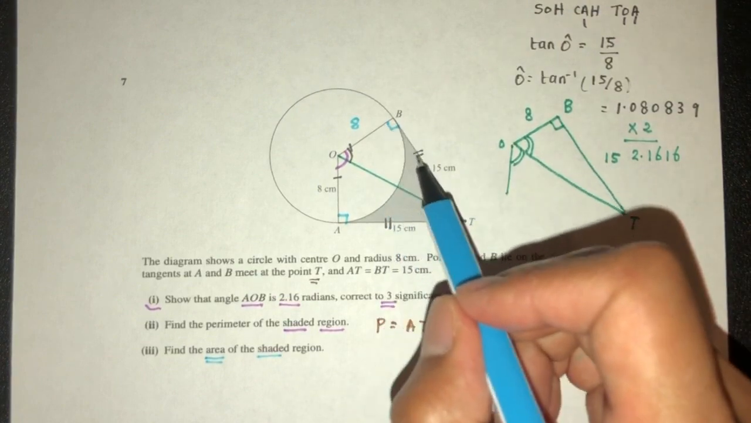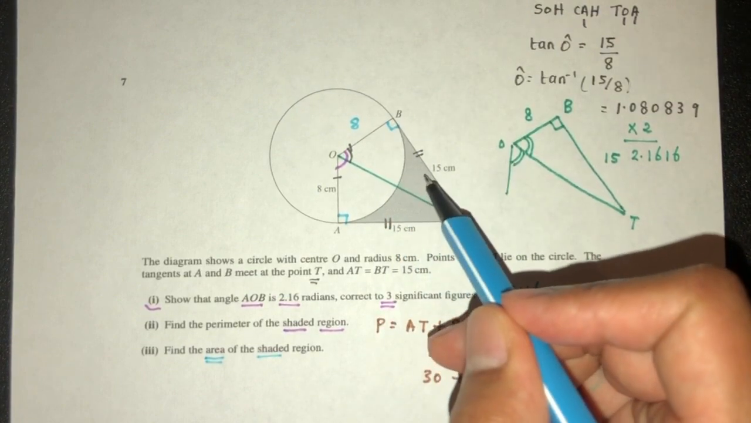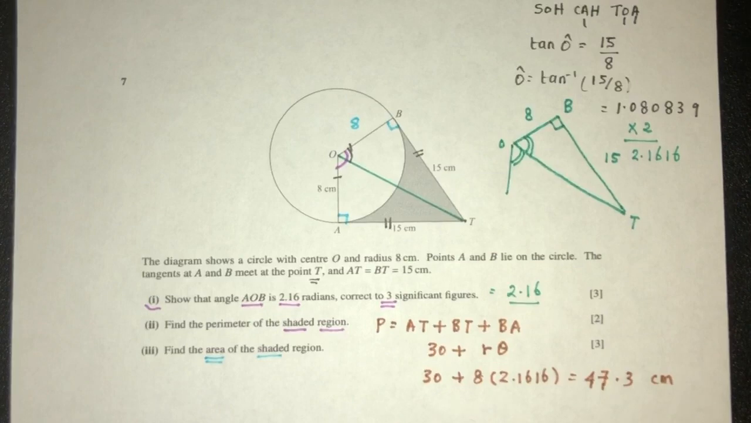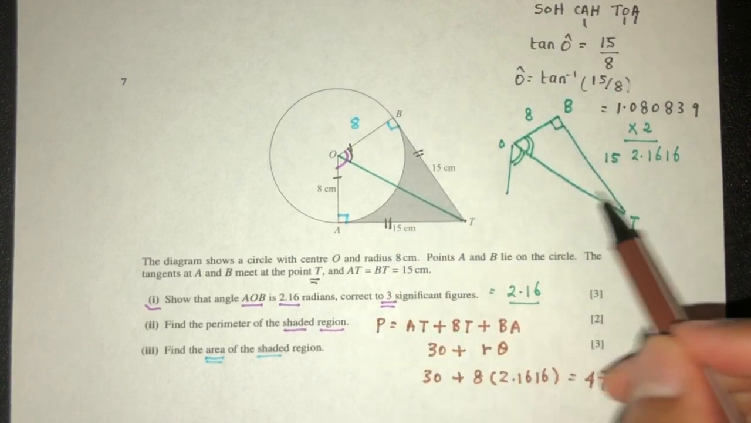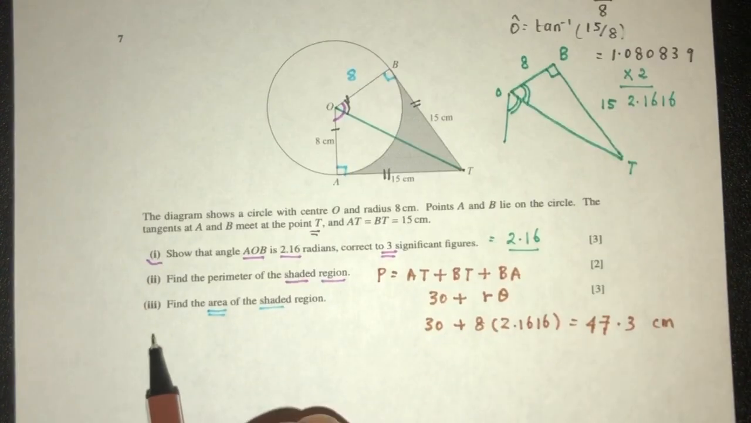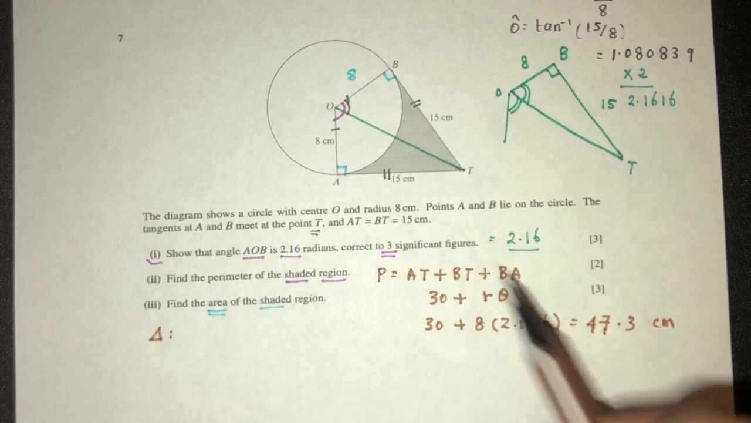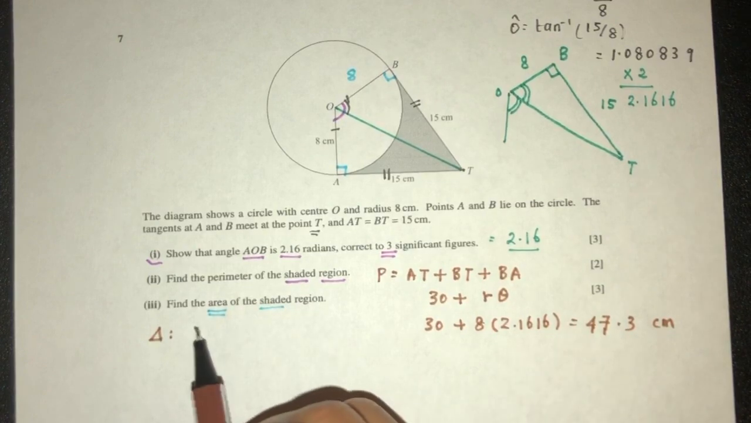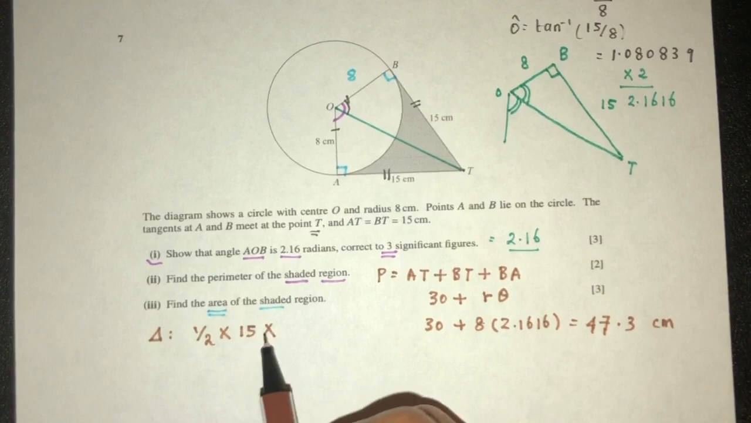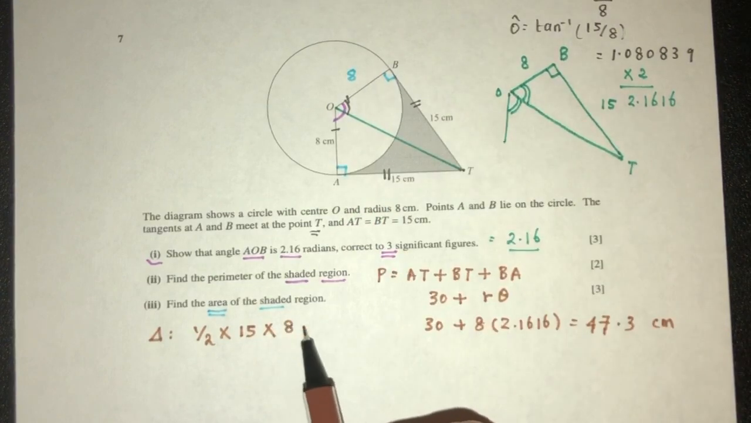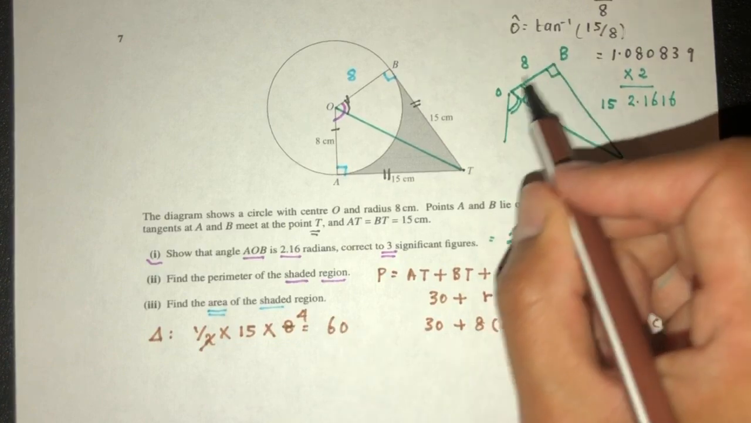We can first find this one and then multiply by 2 to find this one. Obviously, it's not too bad. So we can first find the area of the whole triangle. Because it is a right angle triangle, we can do half times base, which is 15, times the height, which is 8. That should be 60. That's the area of this triangle.